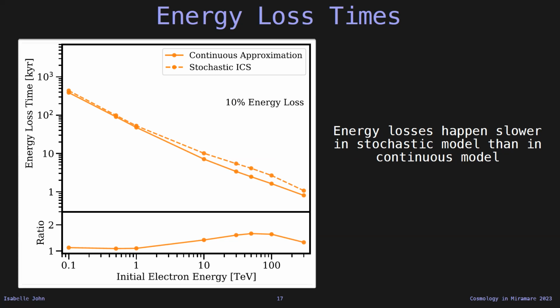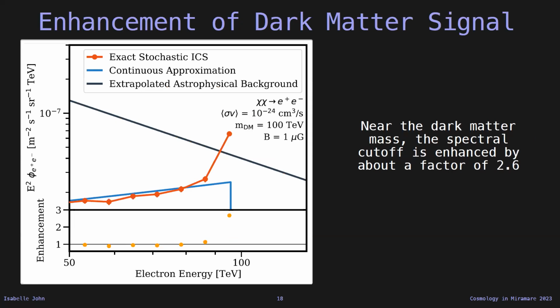Okay, so going to the dark matter signal. The blue one, again, is what we expect from the continuous approximation. And the red one is from the stochastic model, where we see this increase of the signal near the dark matter mass, near the energy that the particles were injected at. This is exactly because once the electrons are produced, they sit for a while at that energy until they have their interaction. In this case, it's about a factor of 2.6.